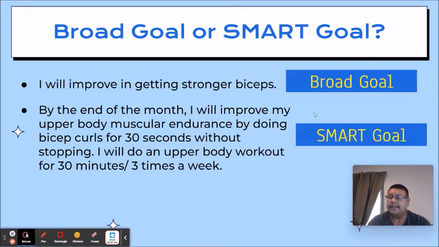Now attainable. I will do an upper body workout for 30 minutes 3 times a week. Attainable means achievable. So that means that I know that I could achieve this goal because I did not make it so easy for myself, but at the same time, I did not make it really, really hard for myself. I made it where I feel I could challenge myself, but at the same time, I know that I can achieve the goal.